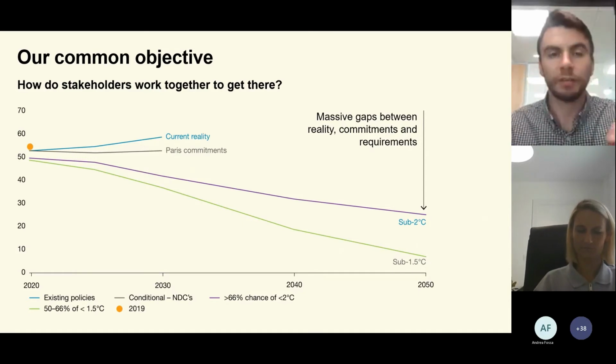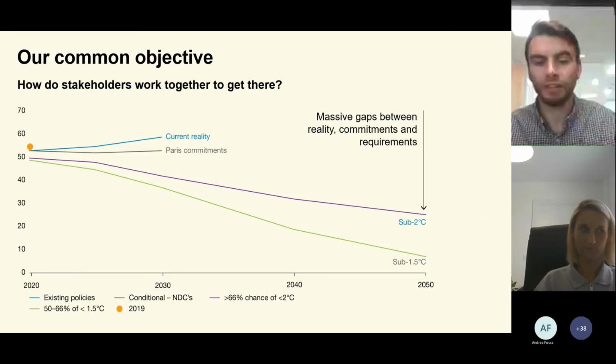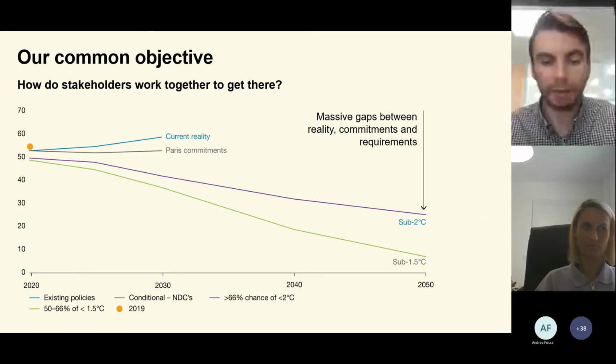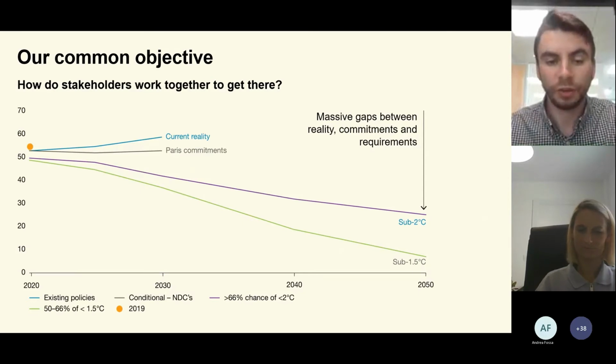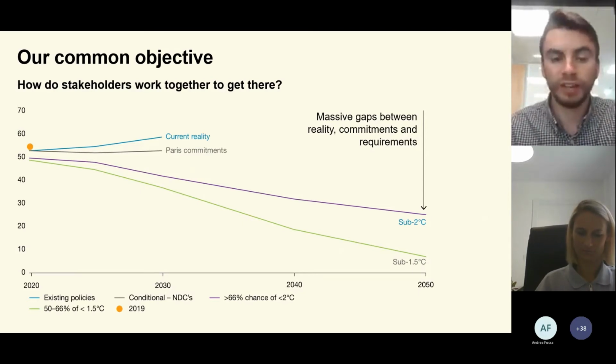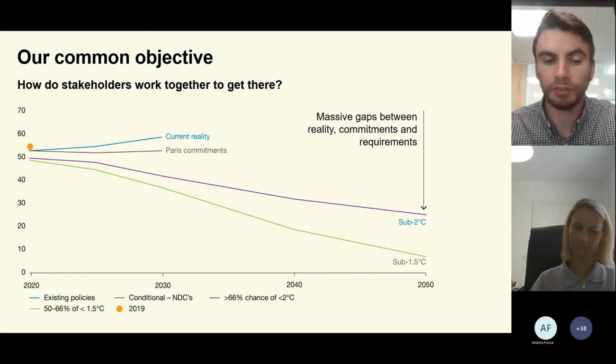And there must be alignment between investors and the companies that we invest in to close the gaps between the reality and the requirements. And we think that we as investors have got a big role to play in encouraging our companies to be ambitious.